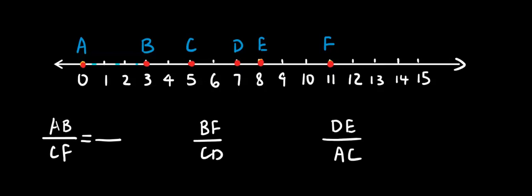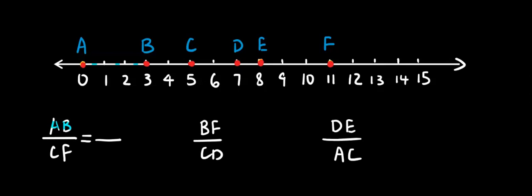Welcome back. In this practice, we're going to use a number line to find the ratio of distance. The first question is, distance of AB to distance of CF, what is the ratio? AB is here, we can count 1, 2, 3.